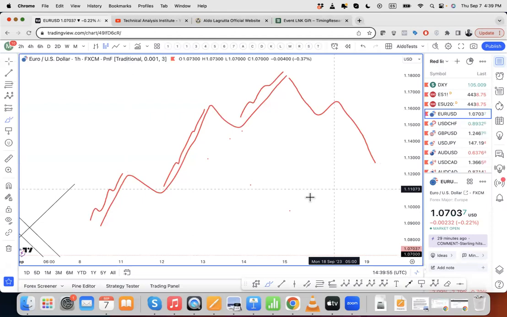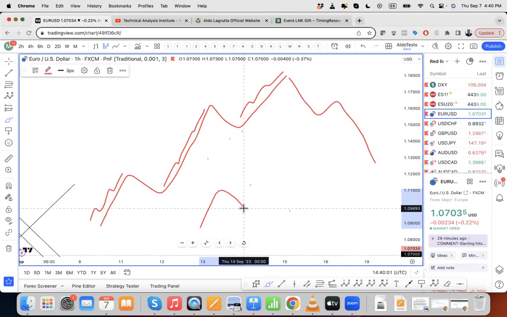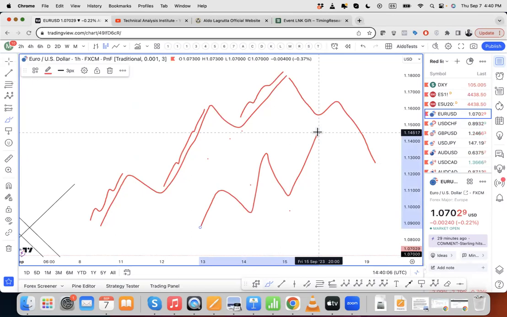One last example. Let's see. This is wave 1. This is wave 2, wave 3, wave 4, and wave 5. Does that qualify as an impulse?